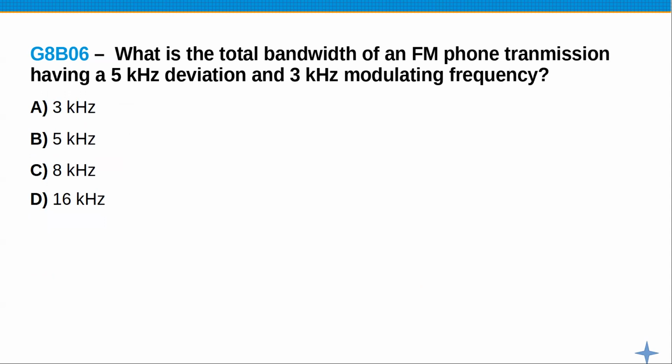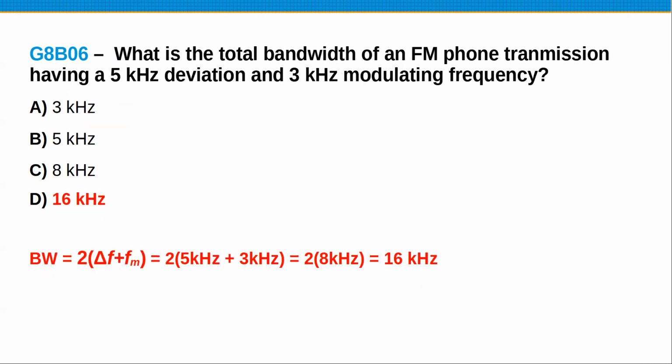So what is the total bandwidth of an FM phone transmission having a 5 kilohertz deviation and a 3 kilohertz modulating frequency? So we use Carson's rule, and 5 plus 3 is 8 times 2, 16.